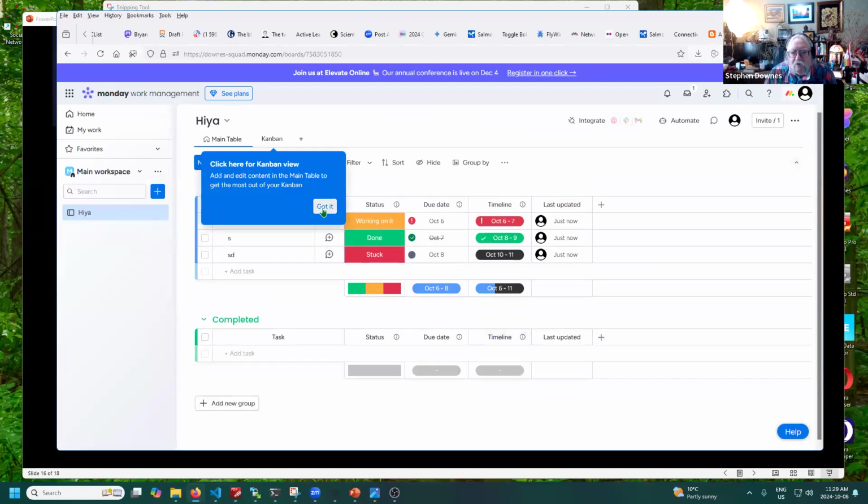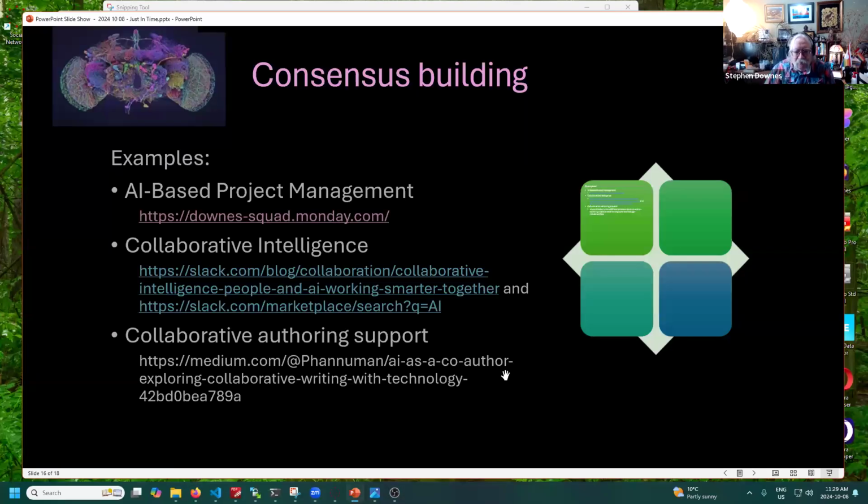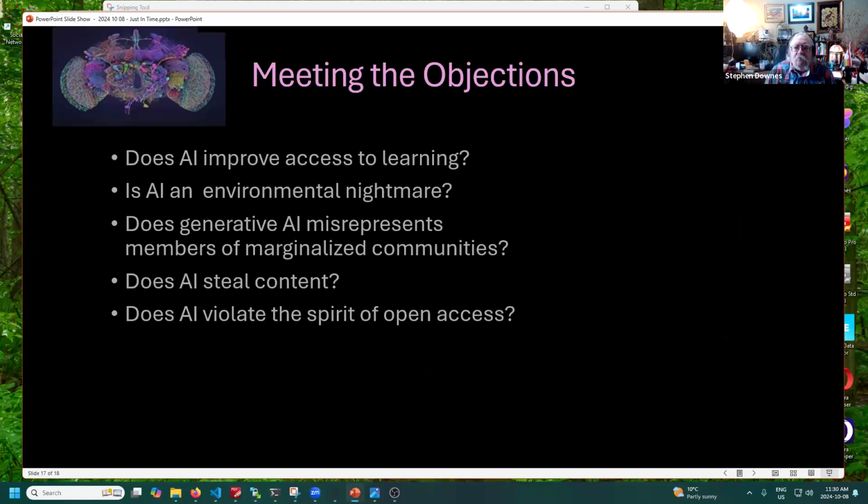For those of you who've done project management, you know how much of a pain this is. Here we have AI is basically going to do pretty much everything your project manager who took that whole Project Management Institute course or set of courses had to learn how to do. We have an AI application doing it for us. If you're a project manager, I'm so sorry. Collaborative authoring support, collaborative intelligence. All of these things are supported by AI.